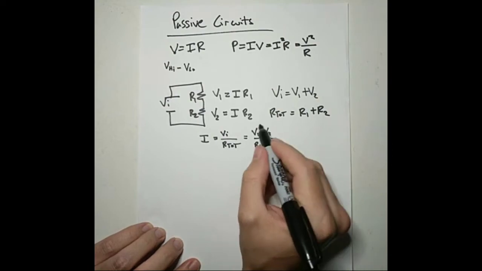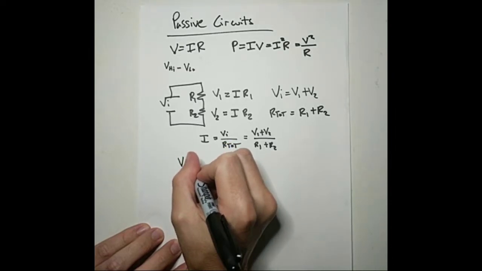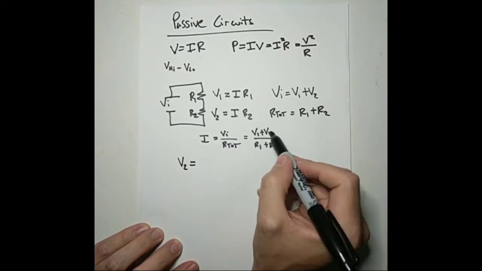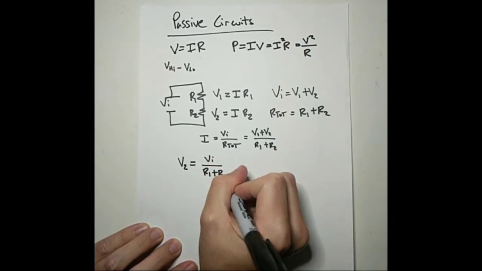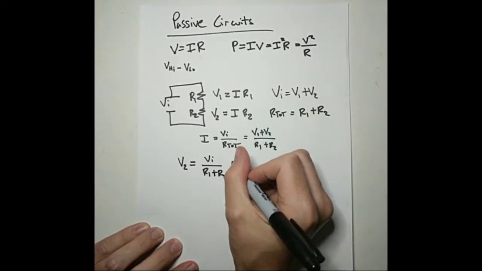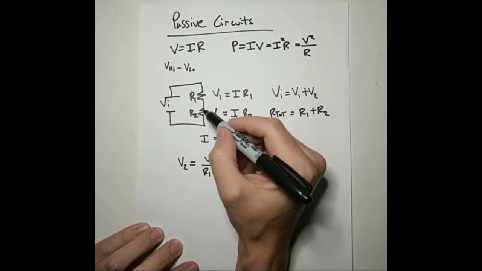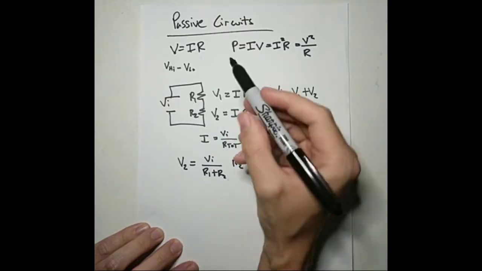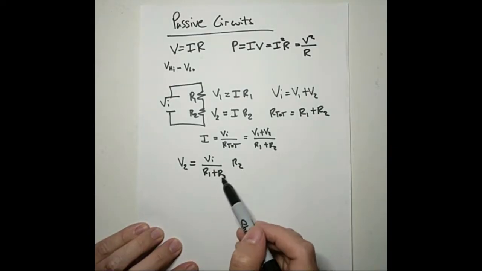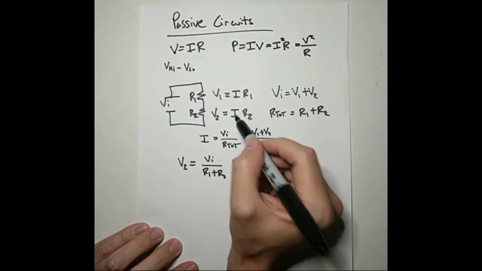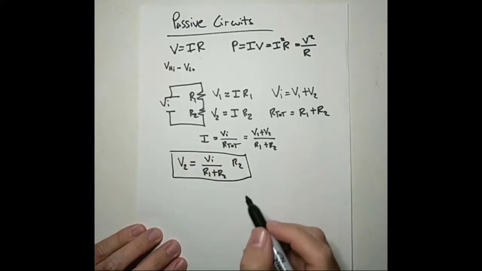So if we plug this in directly for our V2 equation here, we can say that V2, and I'm going to write this VI plus V2 as VI, is VI over R1 plus R2, and then, so that's the current, and then it's being multiplied by R2. So here, now we can find what the voltage drop across this element is if we know what our other resistor is, we know what our input voltage is, and we know what its resistance is. So this lets us skip that in-between step of finding the current. So this is a very useful equation for us.